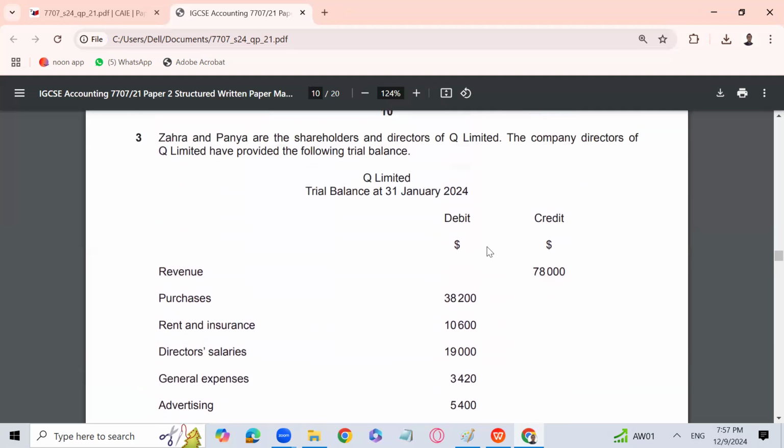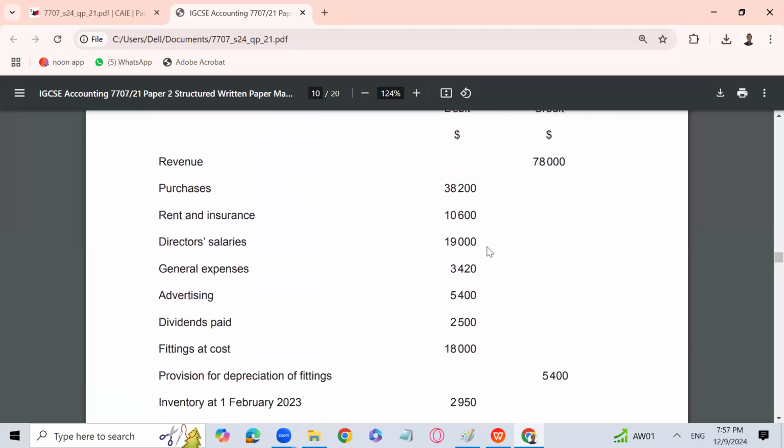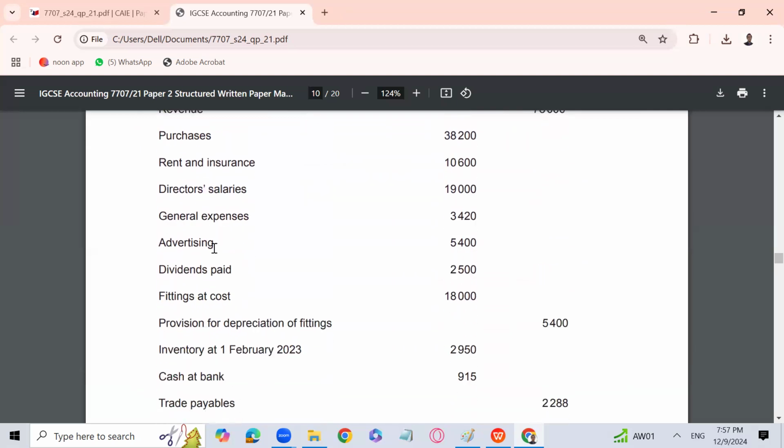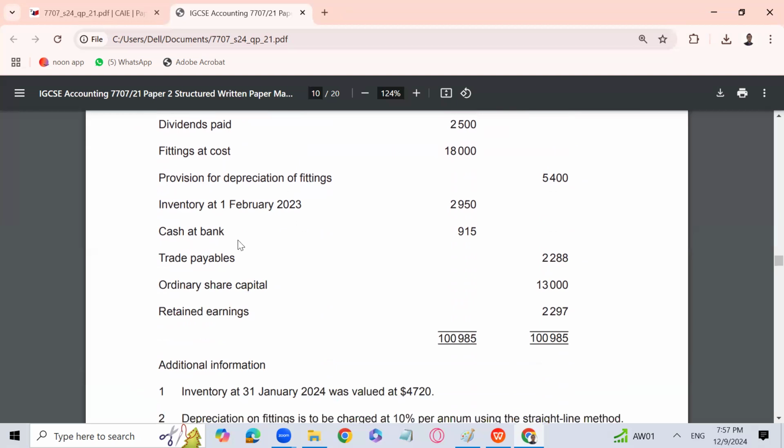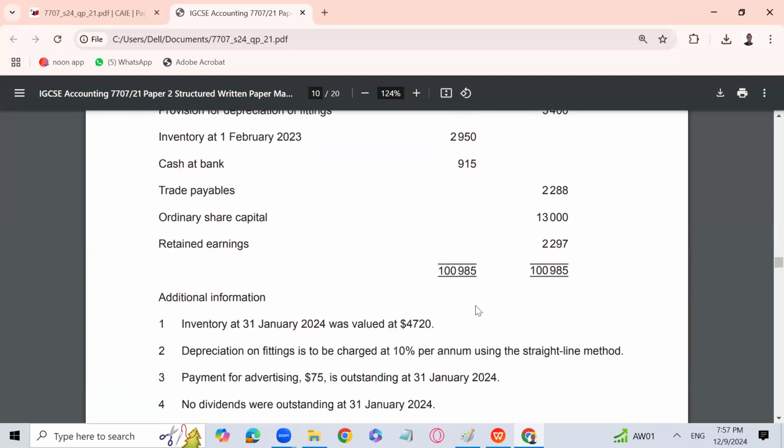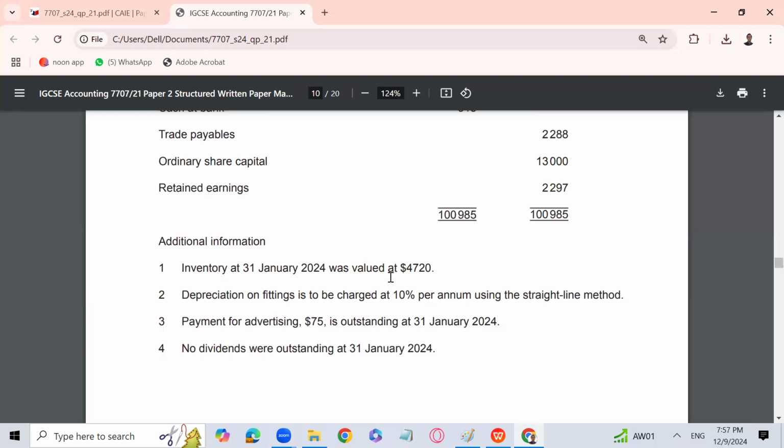Zahra and Pania are the shareholders and directors of Q Limited. Revenue, purchases, rent and insurance, director salaries, general expenses, advertising, dividend paid, fittings at cost, and opening inventory are given. Cash at bank, trade payables, share capital, and retained earnings are also given. Inventory at 31st January was valued at 4720. Depreciation on fittings is 10% using the straight line method.